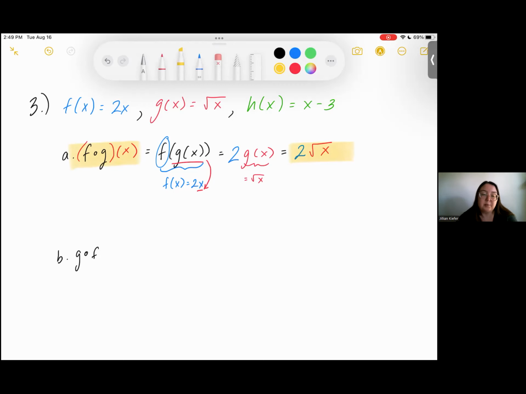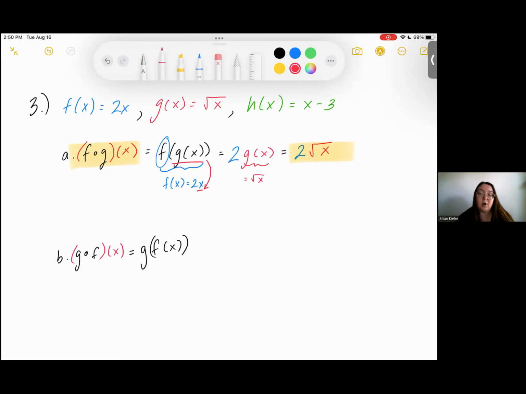All right, so that was part A. We're going to do the same thing for the rest of our functions here. So B, we have g of f. Remember, this insinuates g of f of x. So we can write this out. We can expand it a little bit more. This is going to be g of f of x. So it's a little bit opposite than what we just did here, but we're going to go about this the same way.